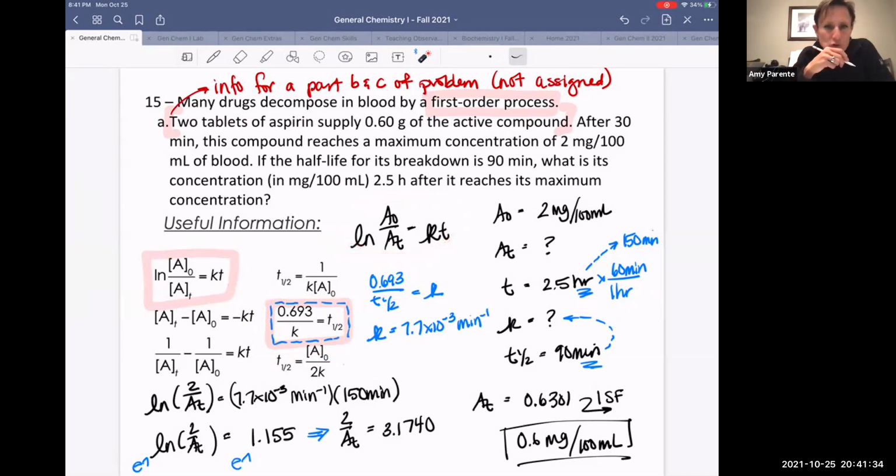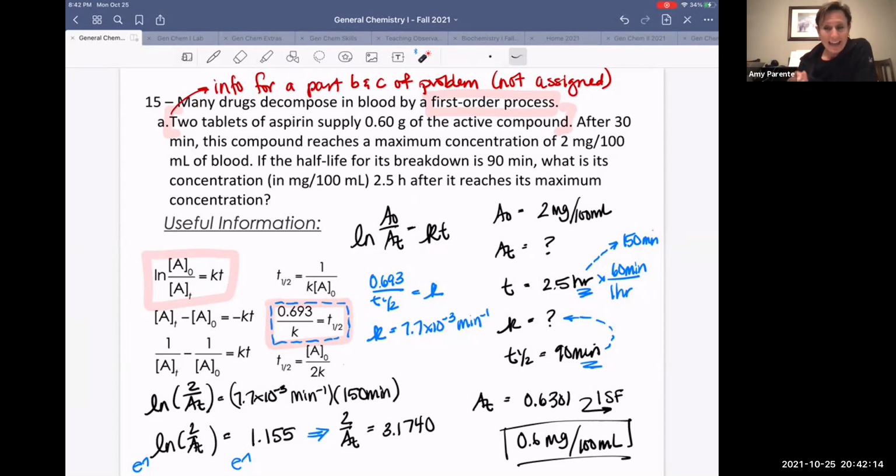integrated rate law for first order processes has the amount that you start with, which they tell us is 2 milligrams per 100 milliliters of blood. We want to know how much is left after 2.5 hours pass. And again, the half-life is given as 90 minutes. And so when we do our conversion here to convert that into a rate constant, it's 7.7 times 10 to the minus third reciprocal minutes. I always encourage you, take the time that's given and convert it into the units of your rate constant. So we're going to do a little unit conversion here to convert time into minutes. So it's 150 minutes.